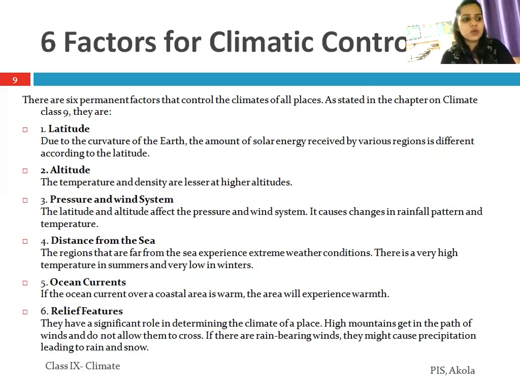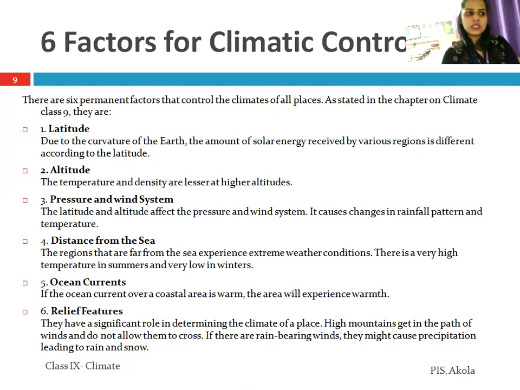Moving ahead with ocean currents, if the ocean current over a coastal area is warm, the area will experience warmth. And the last climatic control is the relief feature. They have a significant role in determining the climate of a place. High mountains get in the path of winds and do not allow them to cross. If there are rain-bearing winds, they might cause precipitation leading to rain and snow.